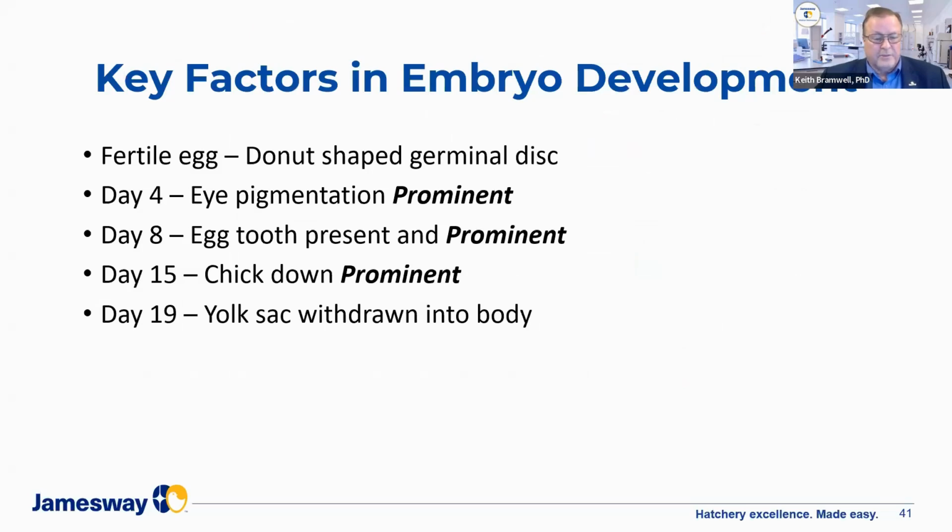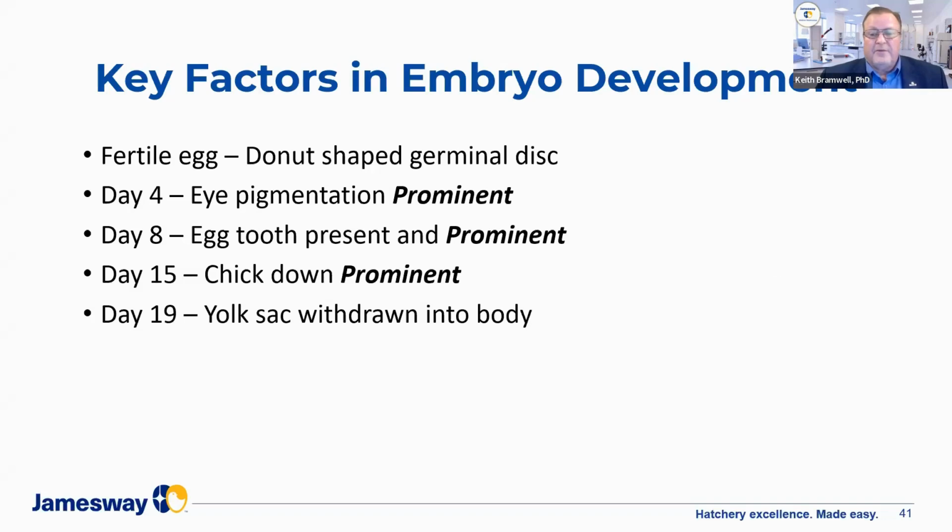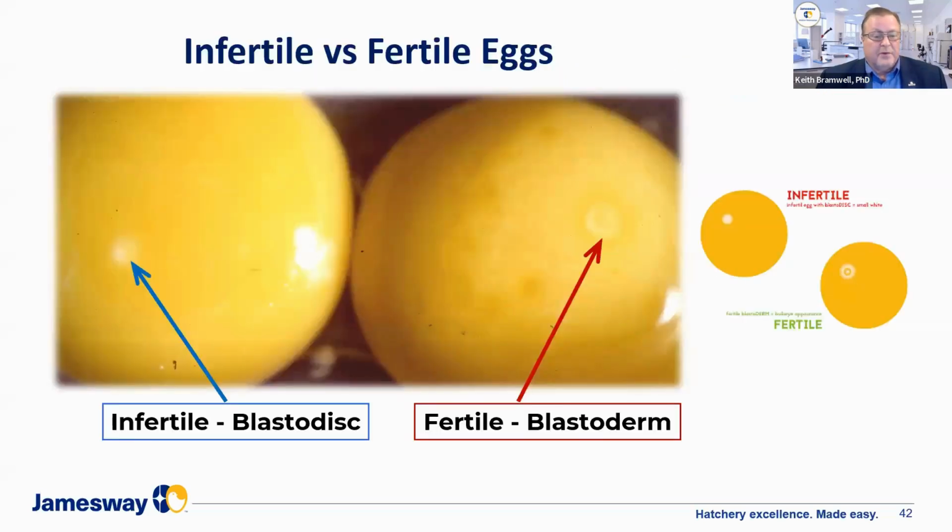How do I differentiate? When I have these little categories here, I've tried to make everything as simple as possible. So what are the key factors I'm looking for? Fertile egg, donut-shaped germinal disc, and then other factors we look at: eye pigmentation, egg tooth, and I'll talk about each of those things. Again, fertile versus infertile egg, we've got to be able to determine this.